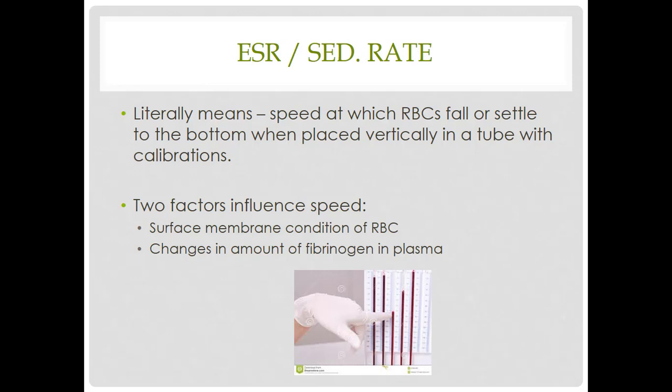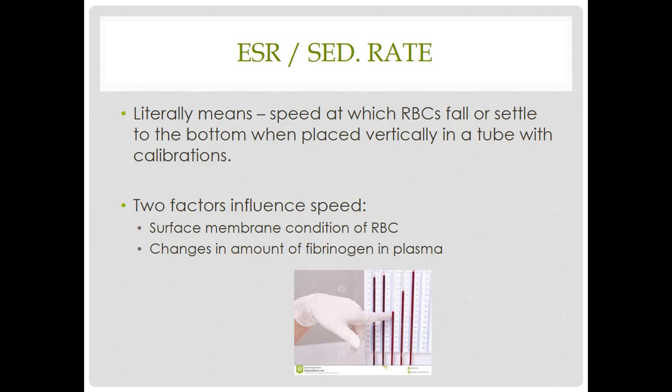Now we're going to move on to the ESR, the SED rate, estimated SED rate, sedimentation rate. It talks a little bit about this in the book, and it gives a small figure, 48.13. But when we do it in class, you'll follow those instructions, but it doesn't give the normal values. So I'll talk about that in a second. It literally means the speed at which red blood cells fall or settle to the bottom when placed vertically in a tube which has calibrations on it.